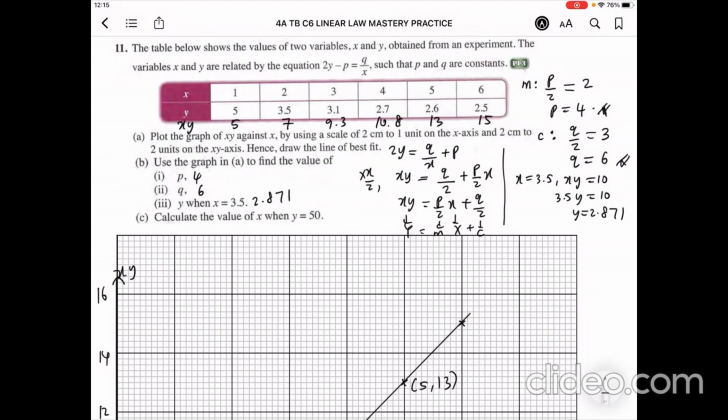Okay, finally, calculate the value of x when y is 50. Okay, they say calculate. Calculate, we can use your calculator and substitute inside your equation here. We already know that your 2y, okay, maybe I use this equation here. Right, my 2y is now q. Q is 6 over x. My p is 4. So my y is 3 over x plus 2.